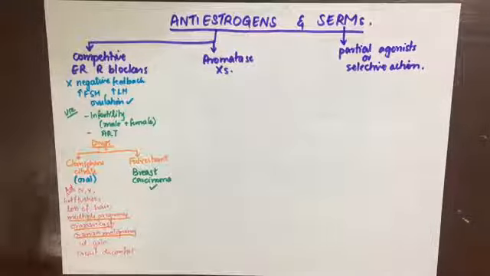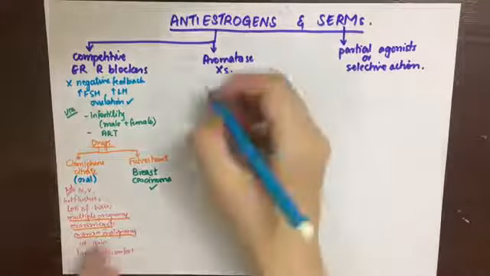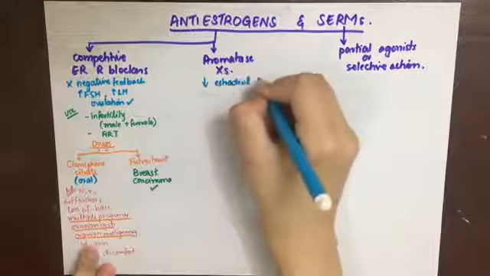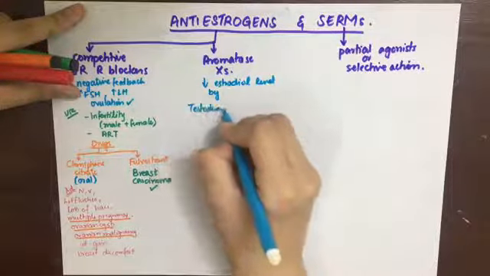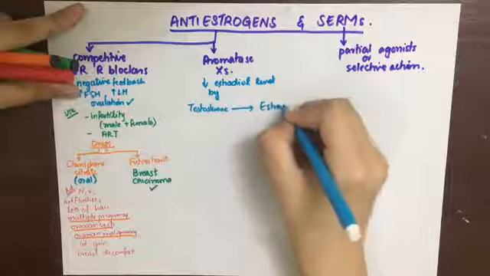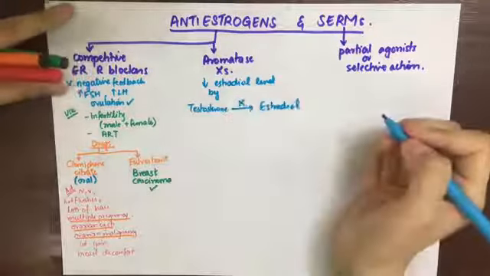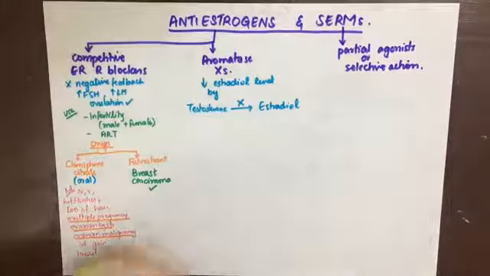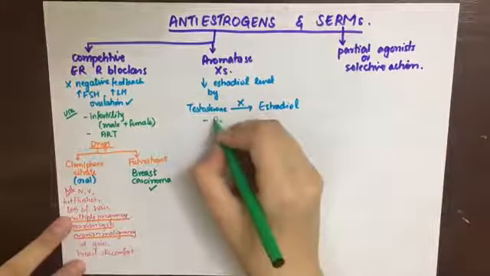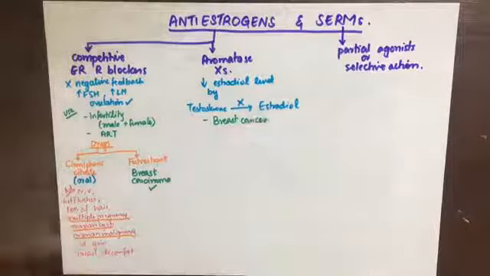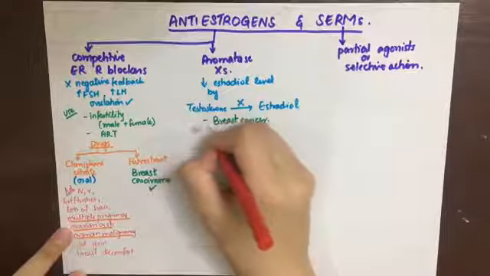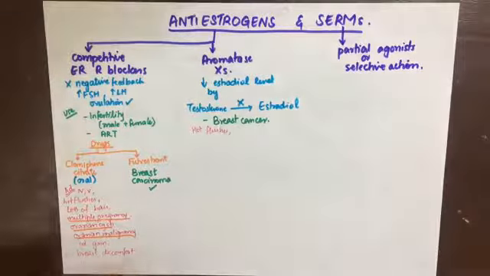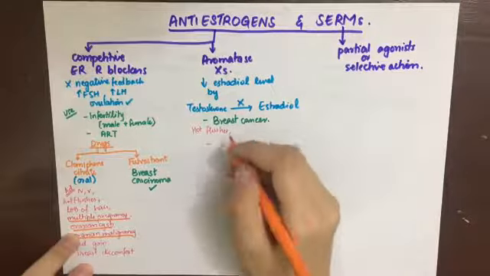Now, aromatase is an enzyme which will convert testosterone into estradiol. Remember, testosterone is also present in the female body but at low levels. So, aromatase inhibitors will actually decrease the estrogen level by inhibiting this enzyme. So, naturally, its use will be in breast cancer to decrease estrogen levels. The side effects will include hot flushes. The drugs are letrozole, anastrozole, and exemestane.